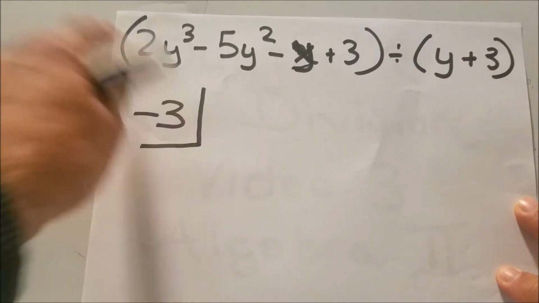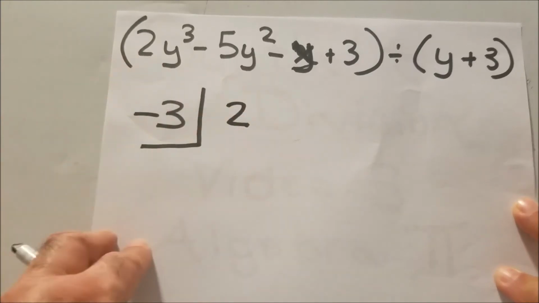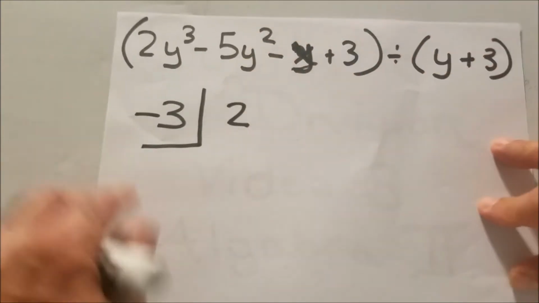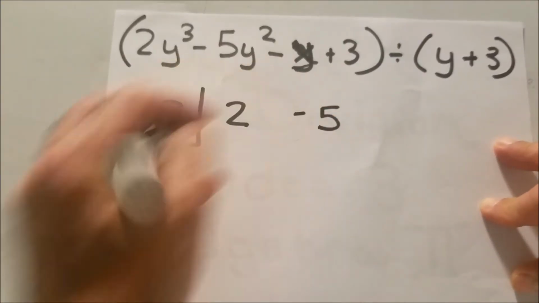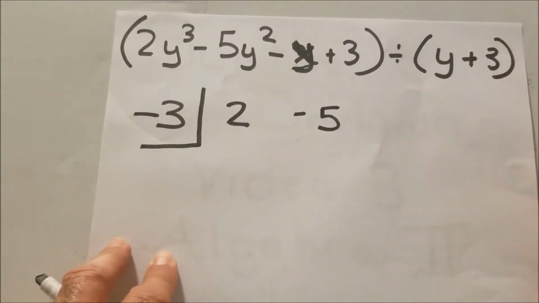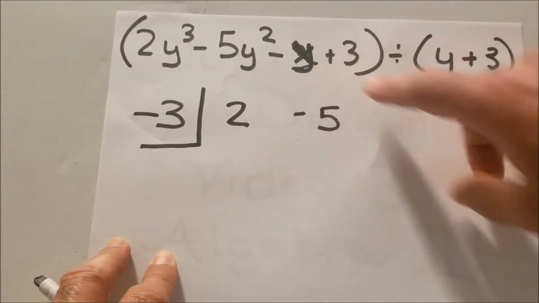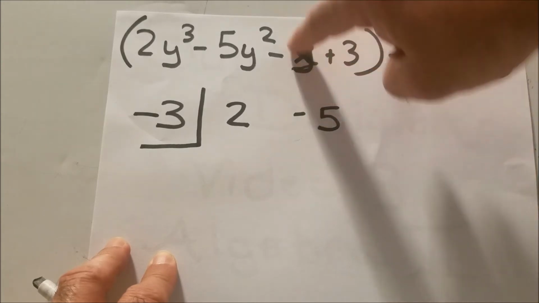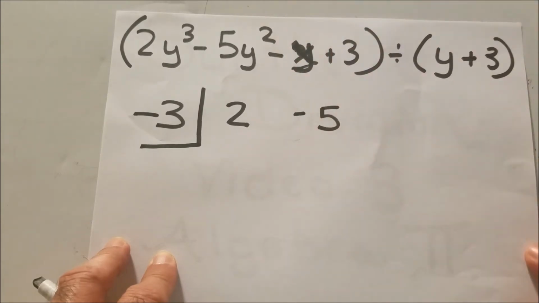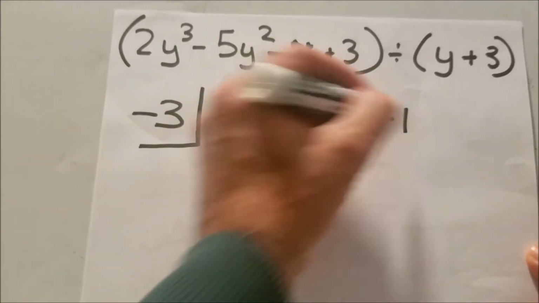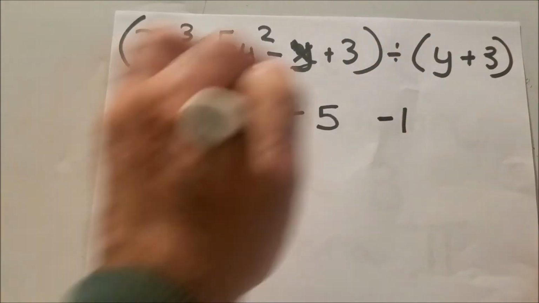Here we have a 2, so we're going to use a 2. Here we have a minus 5, so we're going to put a minus 5. Here we have a y that doesn't look like a y. Looks like someone squished it. But you know that by a y, or any variable, there's a 1. So we'll make it negative 1. And then we have our 3.